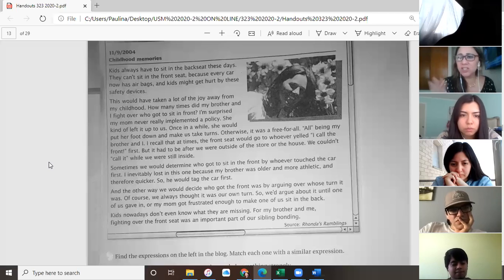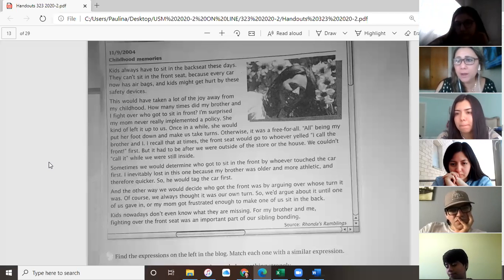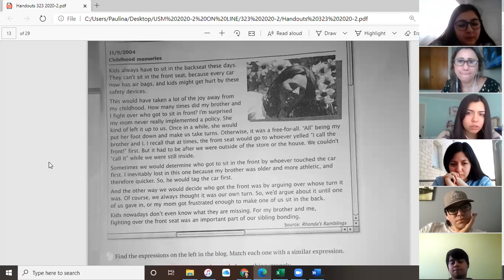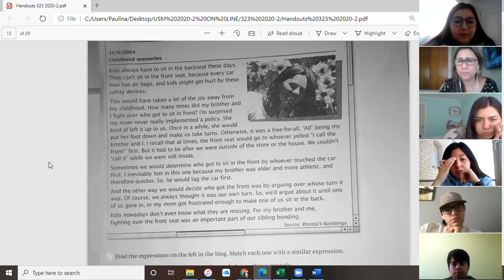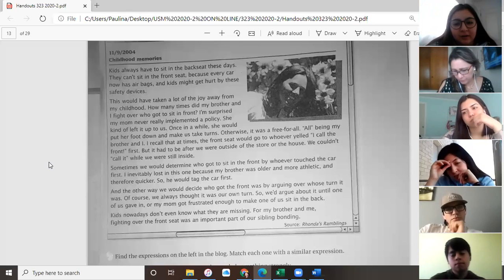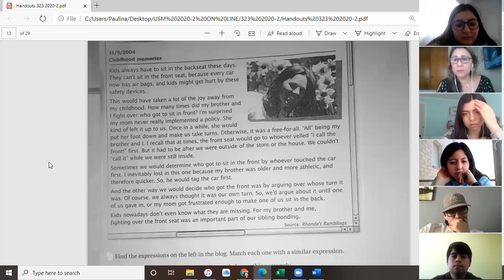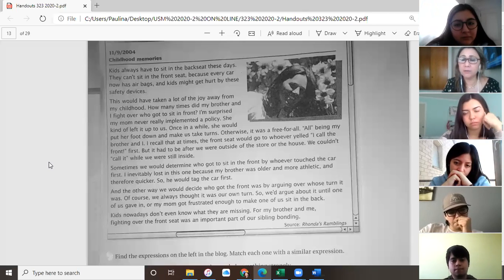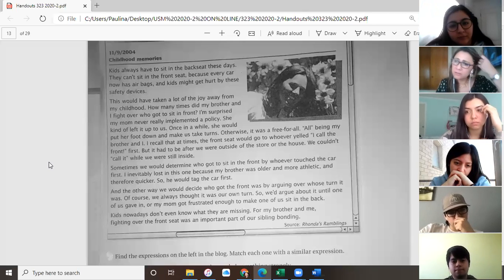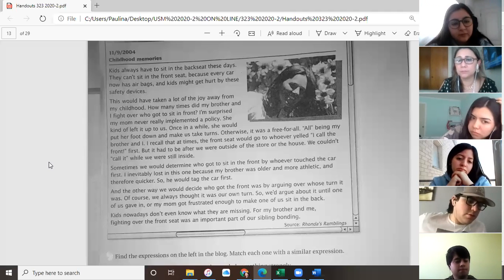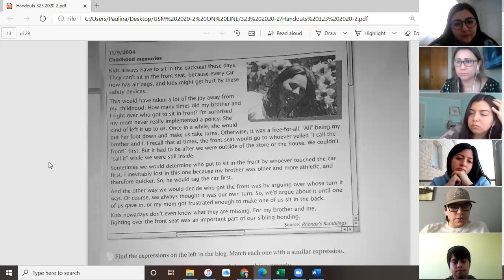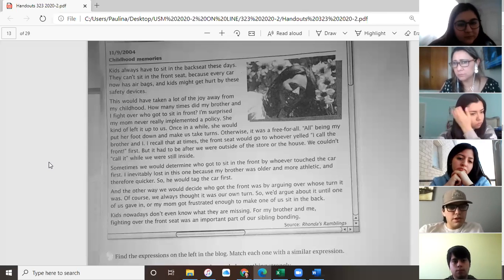Okay, so in general, what is this story about? What are they talking about in this reading? She and his brother fight because they want to sit in the front of the car. Okay, yes, because they wanted to sit in the front of the car. And is it similar today? The situation of the cars and children sitting? No. They have to go in the back seat.